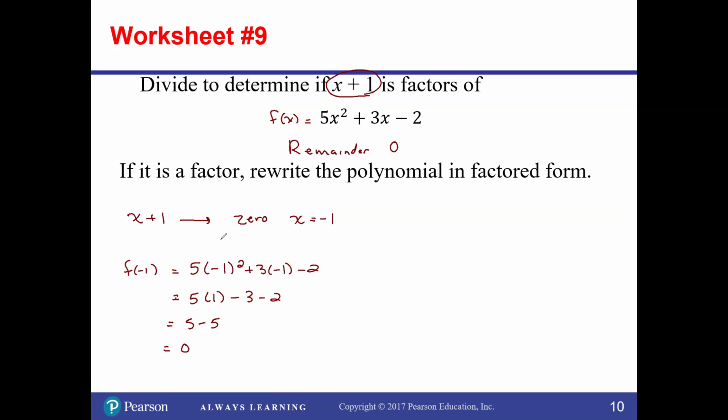So what we're seeing here is that instead of using that linear factor to get my remainder, I could have just used the linear factor x plus 1. If I set that equal to 0 and solved it, that would have been x equals -1. I plug the -1 in, and I still get that same remainder.